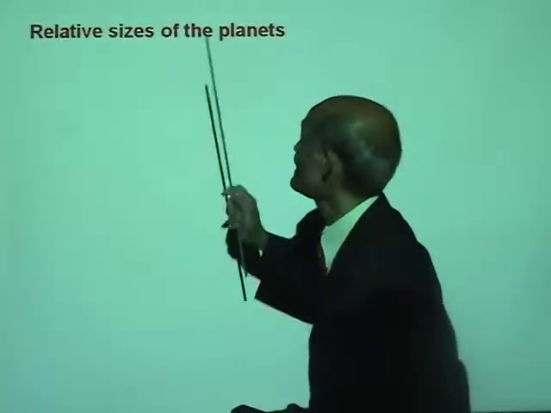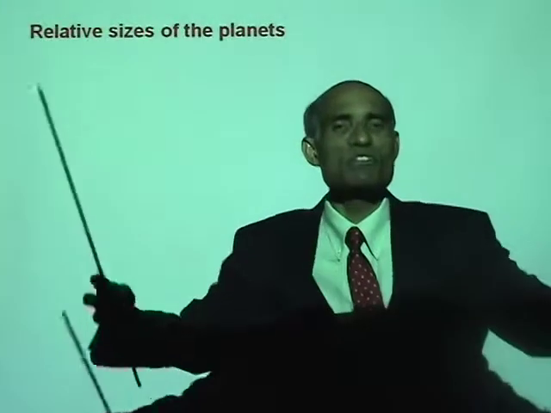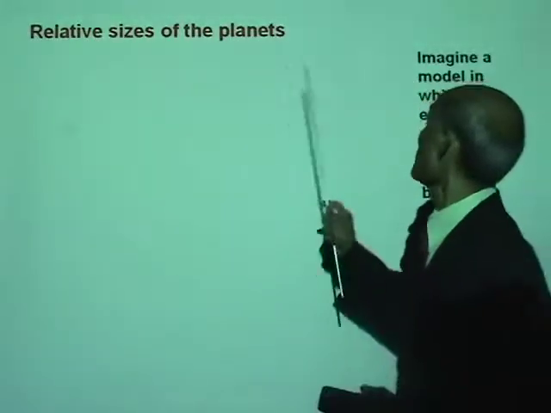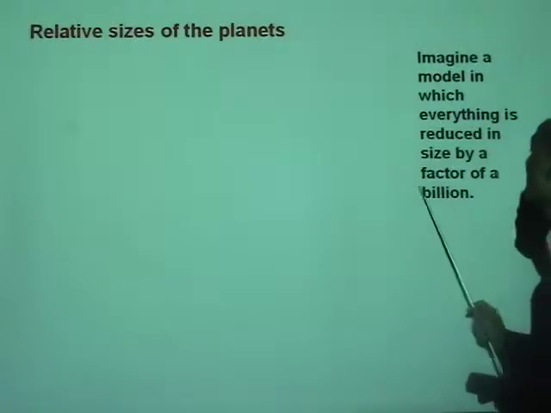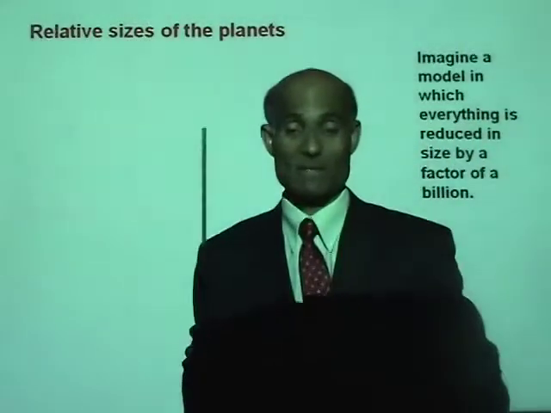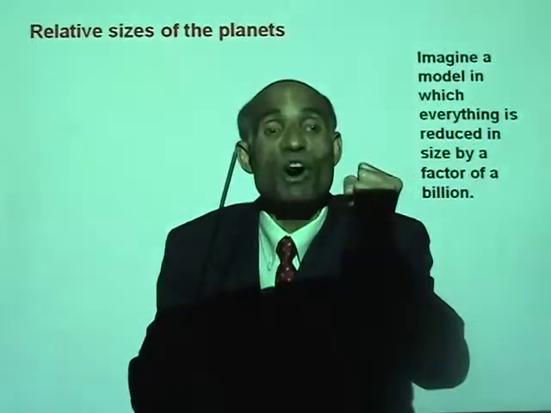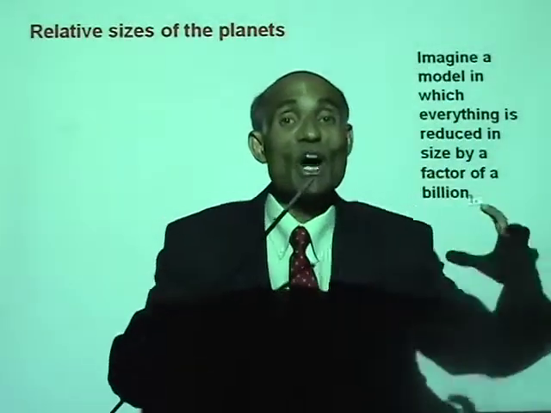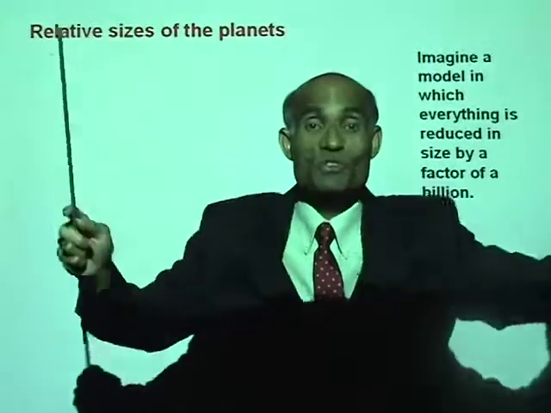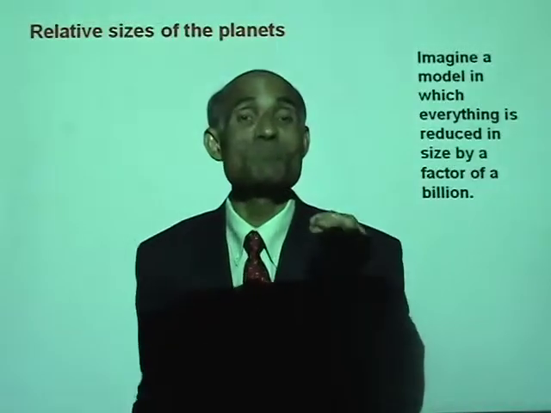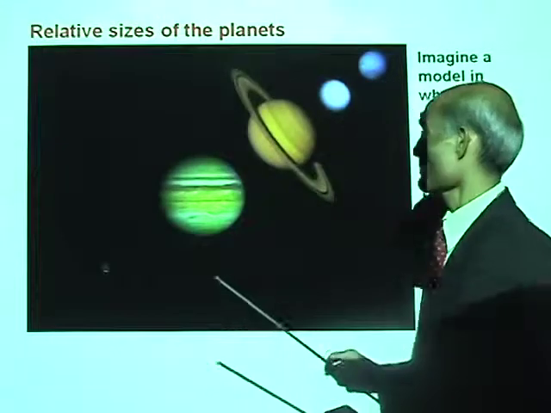How about the relative sizes of the planets? How big are they when compared to each other? Now, imagine a model in which everything is reduced by a factor of 1 billion. That means bring down the Sun, the Earth, and the whole solar system by that factor. Now, how will it look?